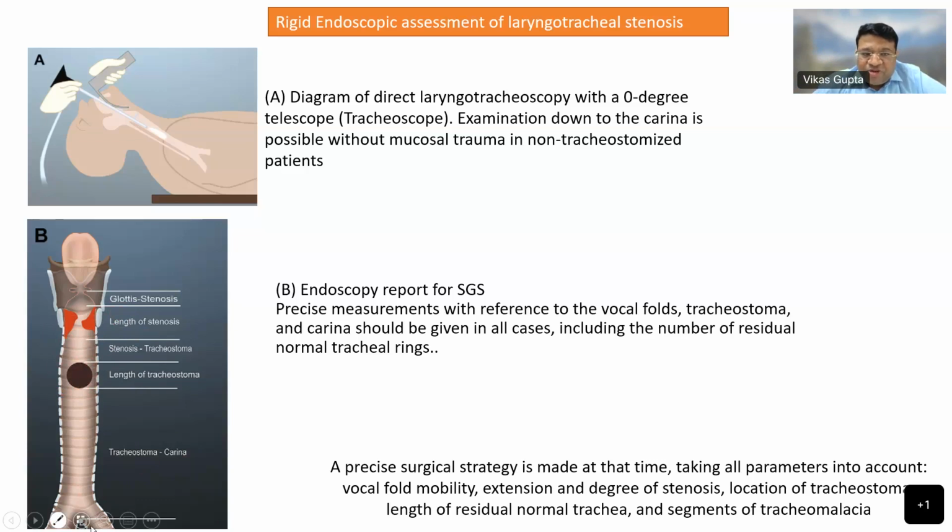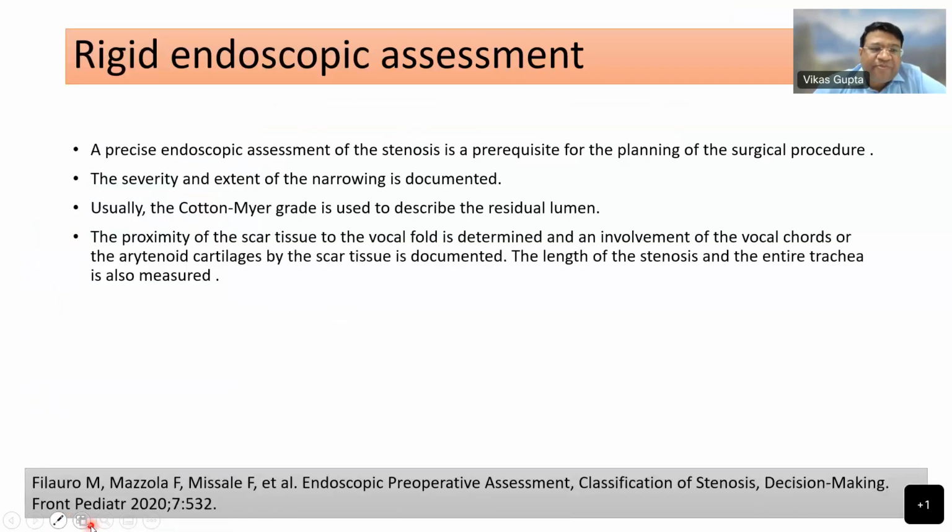When you do these two things, a precise surgical strategy can be made at this time, taking all parameters into account, like the vocal cord mobility, which we have seen in the fiber optic laryngoscopy, extension and degree of stenosis, location of the tracheostoma, length of the residual normal trachea. Yes, that is very important. And the segments of tracheomalacia, if there are any.